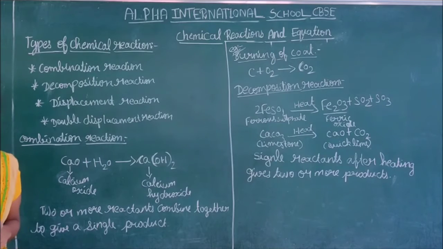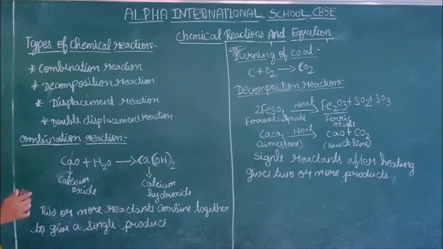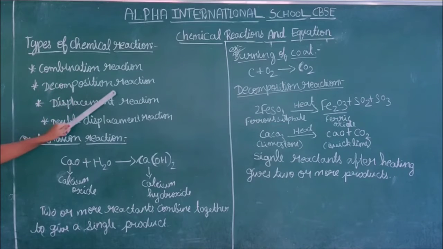Good morning students. In this class we are going to discuss the types of chemical reactions. There are 4 types of chemical reactions. First is combination reaction, decomposition reaction, displacement reaction and double displacement reaction. First we are going to discuss what is combination reaction.